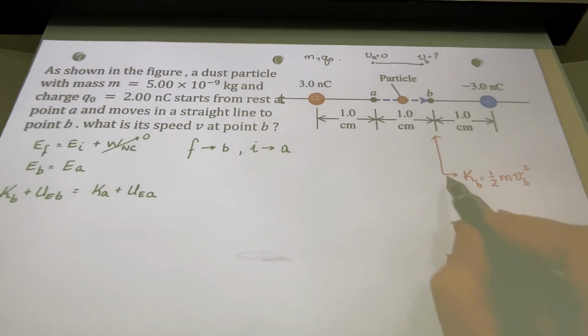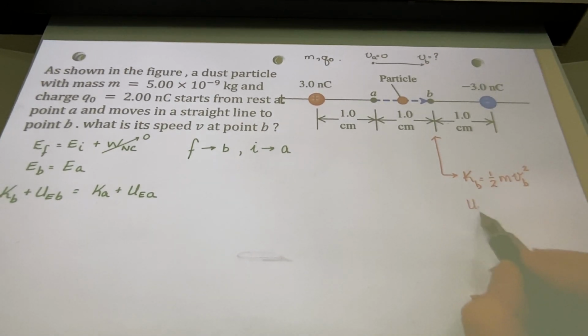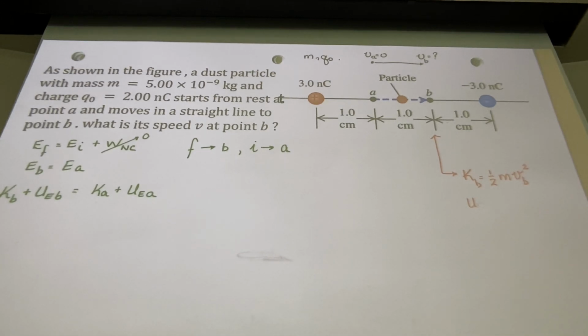My electric potential energy at point B, UE, all my pens are dying at the same time. I must have bought them all at the same time.